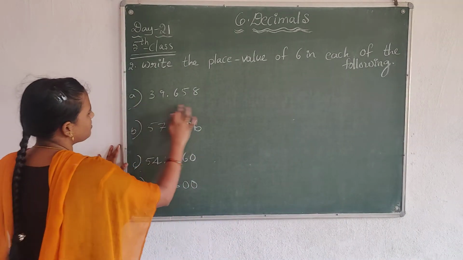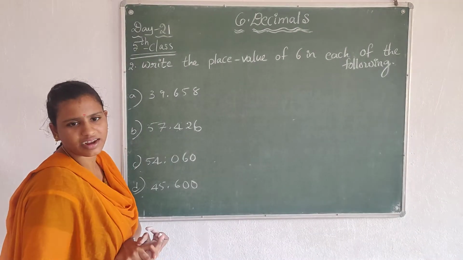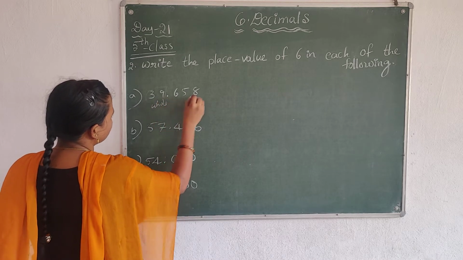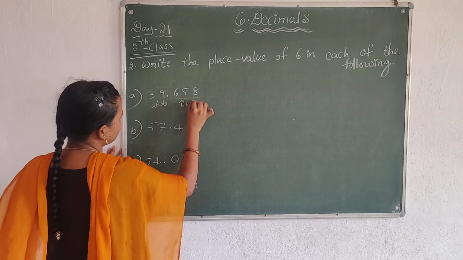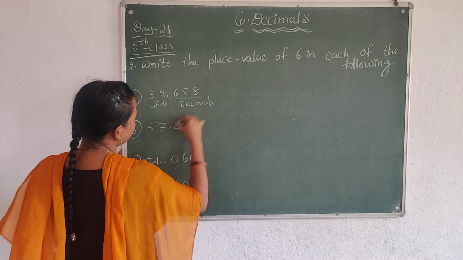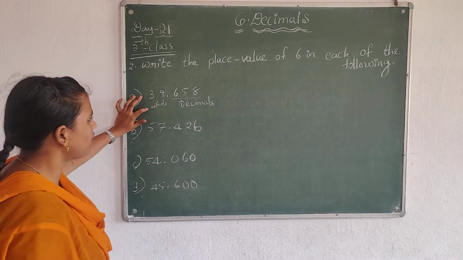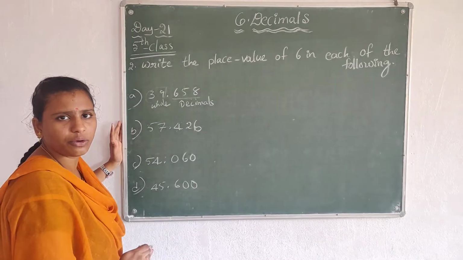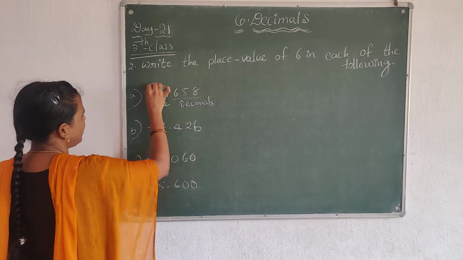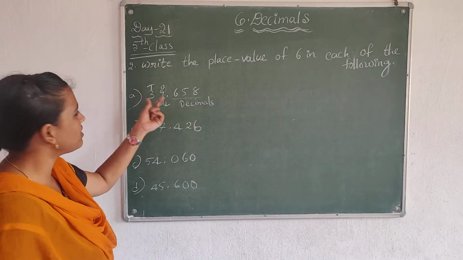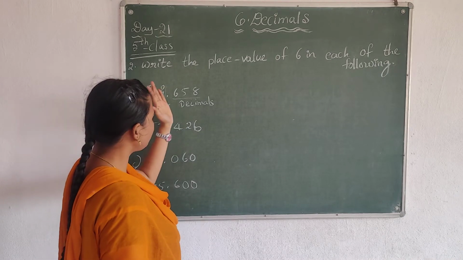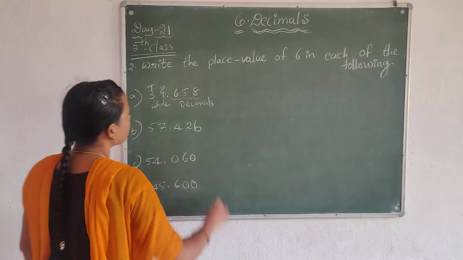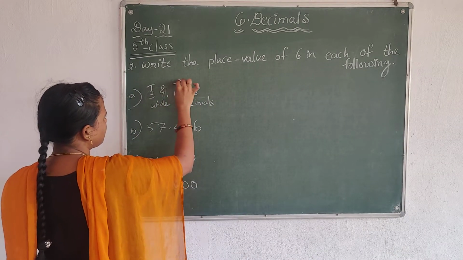First one. See here which is the whole number and which is the decimal values. This is the whole number and these are the decimals. Let's write the place values for the whole numbers. You write down the place values from left to right: ones, tens. In the decimals we consider the numbers from right to left. In the right side, the first number is tens.